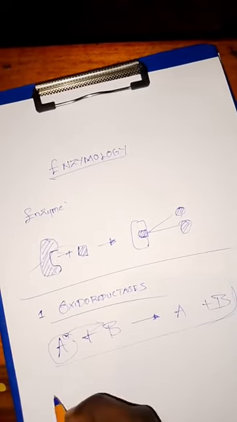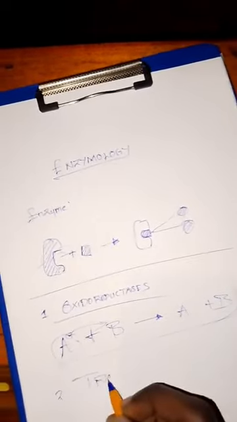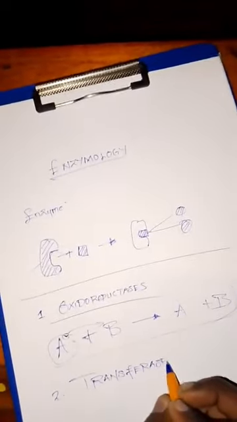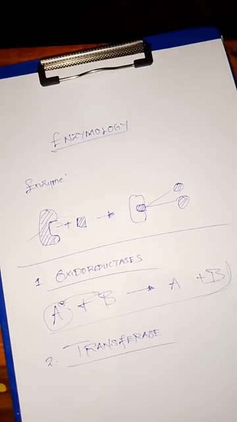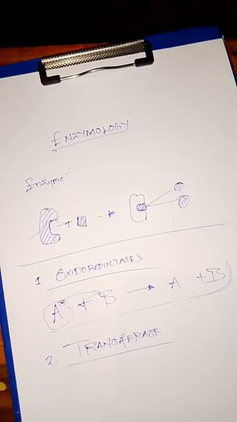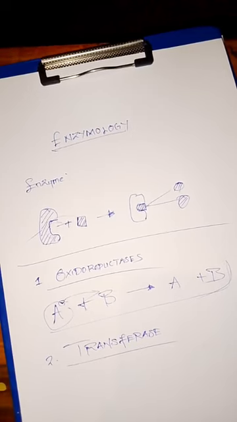Then we also have a class of enzyme that is known as transferase enzyme. These transferase enzymes are involved in reactions that involve the transfer of a functional group from one molecule to another. So when a functional group is moved from one molecule to another, there is going to be a formation of a product.